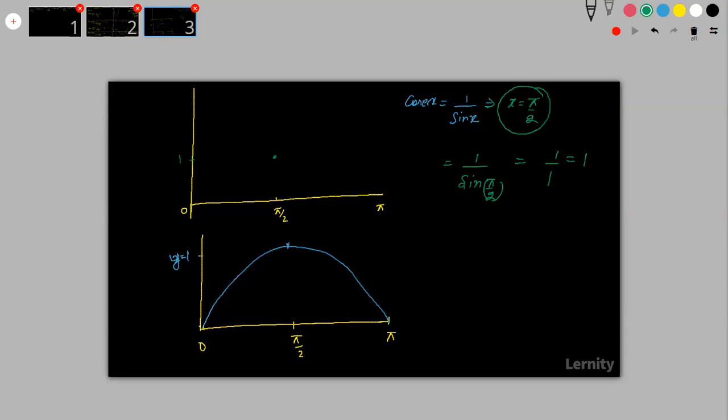So this is the cosec x curve, and this is the sine curve. For x equal to pi by 2, cosec x will become 1.